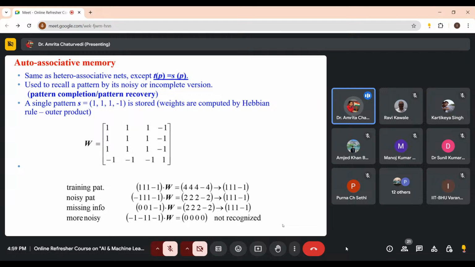Suppose you increase the noise. Now you change the sign of 2 values. That is, first 2 values, you make them minus 1, minus 1. So now the input vector is minus 1, minus 1, 1, minus 1. Now you multiply it by the weight matrix, you get 0, 0, 0, 0. And if you apply the activation function over this, you will again get 0, 0, 0, 0. So this is not recognized. Why? Because this is not equal to the input vector that you are having, right? So this means that it is not robust to two noisy values. However, it is robust up till one noisy value and two missing values.